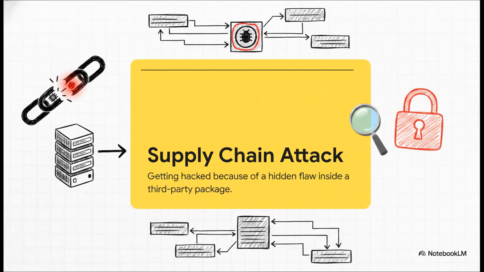And all this complexity leads us to devastating supply chain attacks. This is a terrifying scenario where your own engineers could write perfect, flawless code, but you still get breached. Why? Because a tiny third-party component you imported to do something simple, like manage your text logs, had a hidden flaw inside it. Essentially, you inherit the vulnerabilities of every single tool and package your system relies on. It's like a digital house of cards.